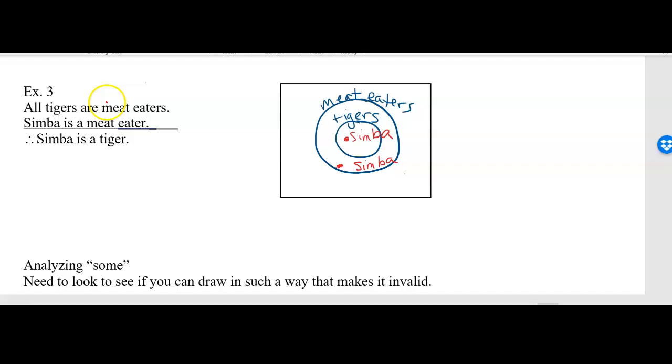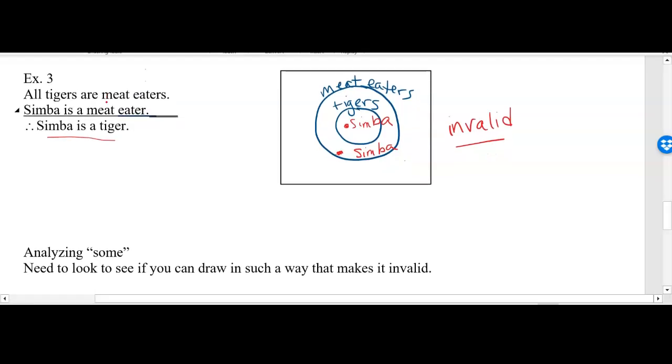But can I conclude necessarily that he is a tiger? No. And the reason why we say no is because I could put him somewhere else. Remember, this is kind of similar to what we've done before. If I can't necessarily put him in one place, and that's true for all cases, then it has to be invalid. But because I didn't have to put him inside the tiger circle, the argument is invalid.